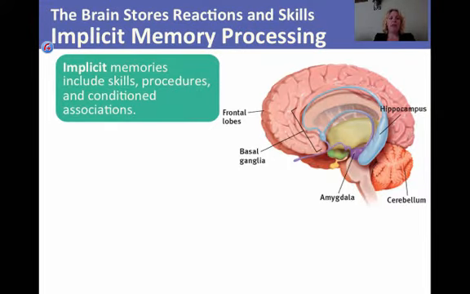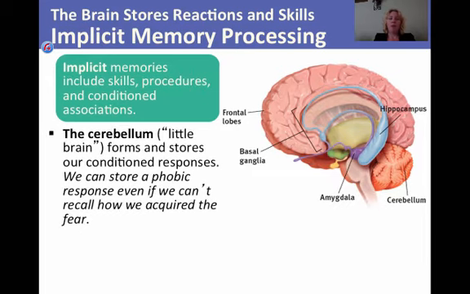Now, what about the implicit memories? Okay, so implicit memories, including skills, procedures, and conditioned associations, are processed by the cerebellum. And the cerebellum, sometimes referred to as the little brain, is this area at the back bottom of your brain, and it forms and stores our conditioned responses. We can store a phobic response even if we can't recall how we acquired the fear.